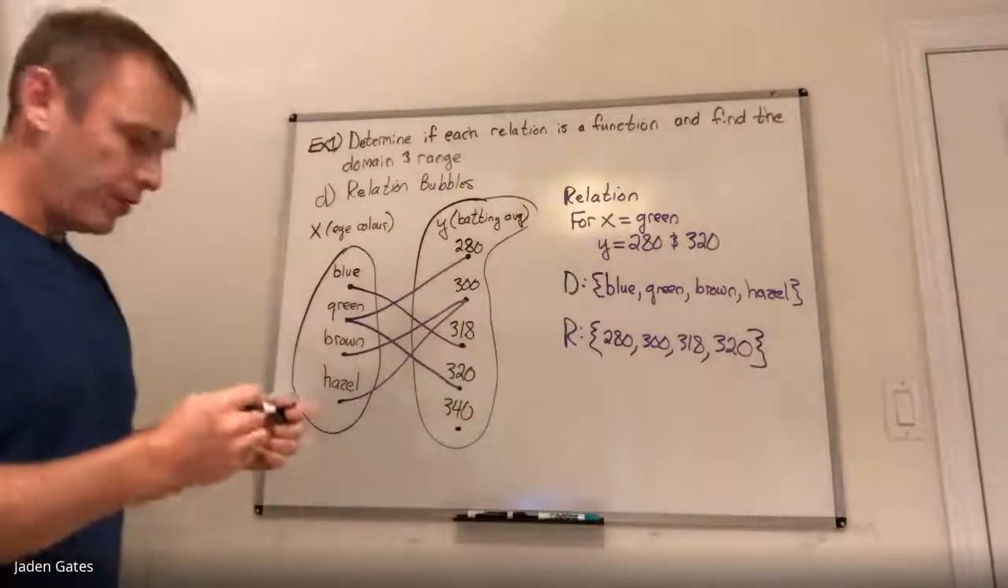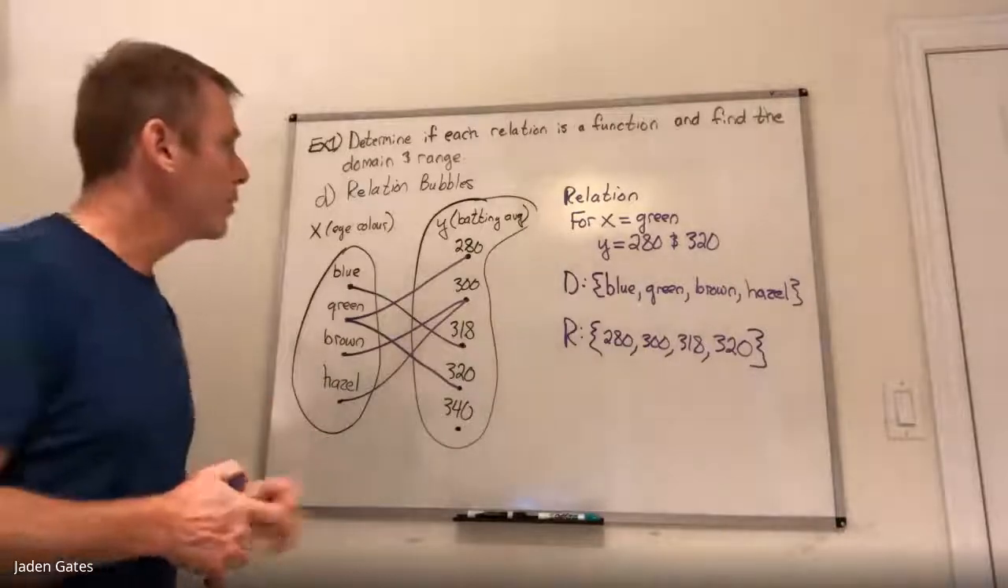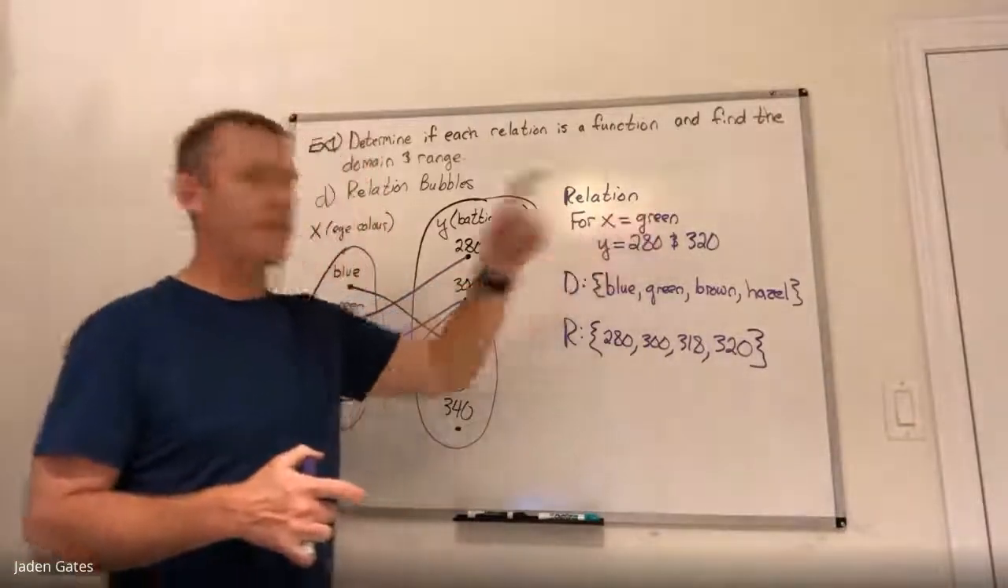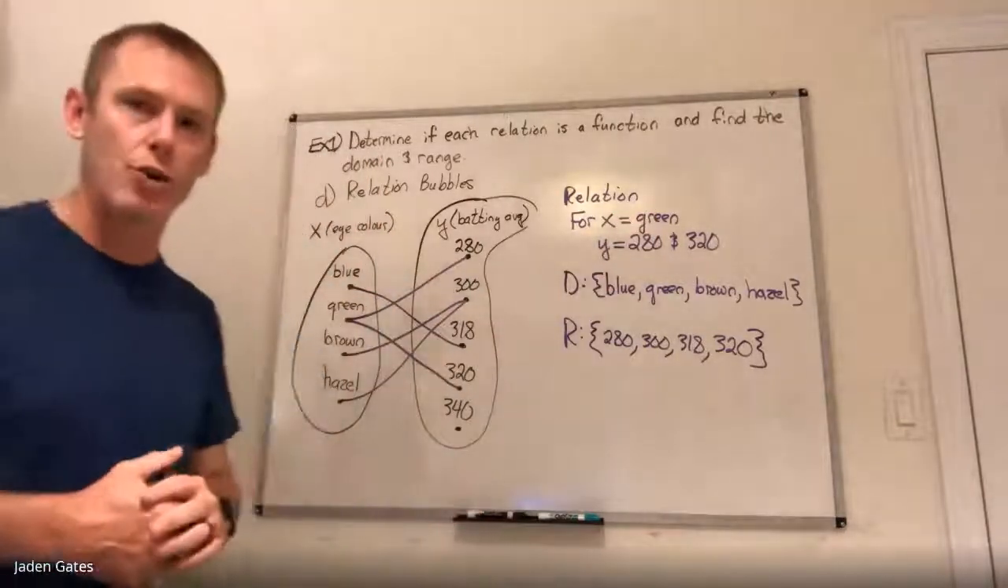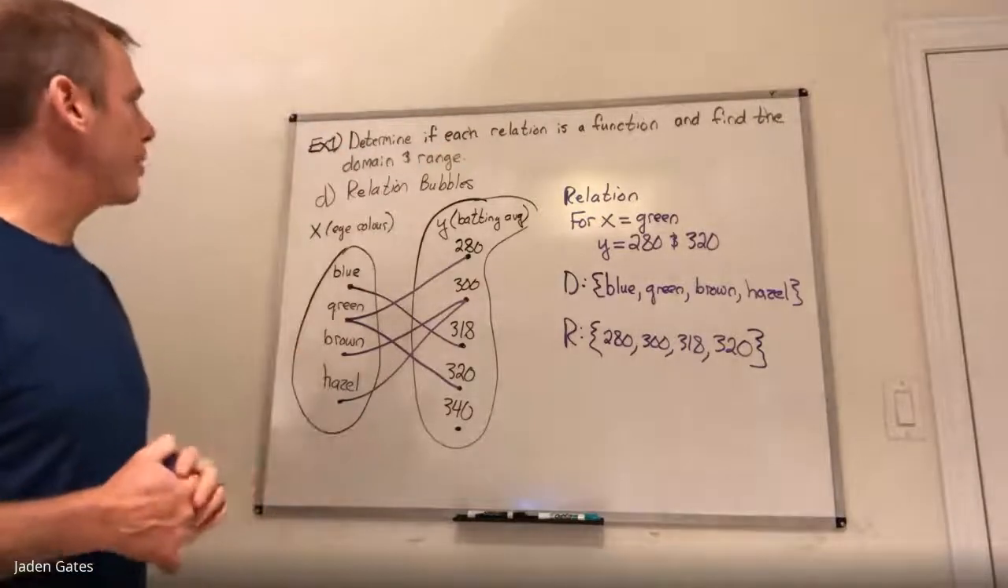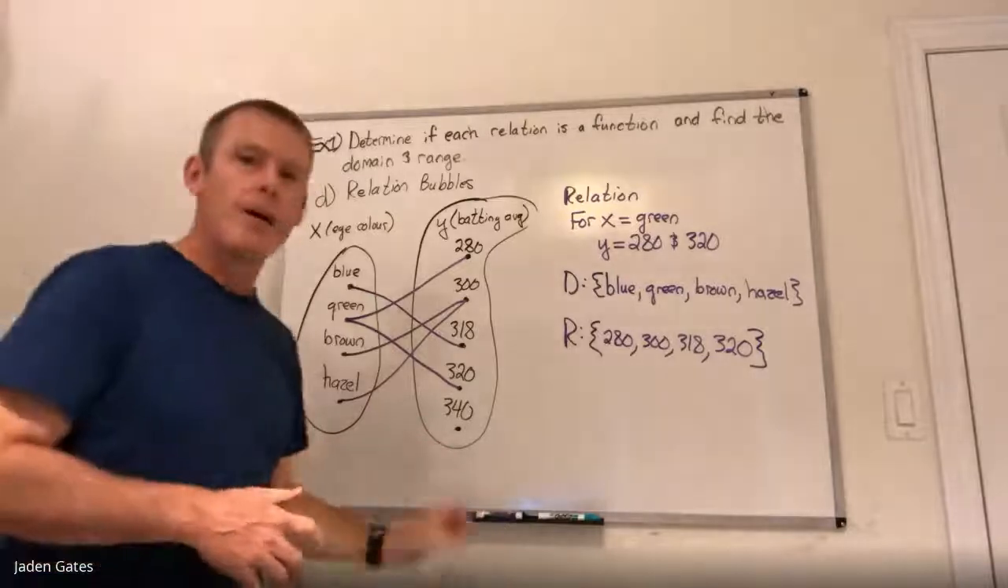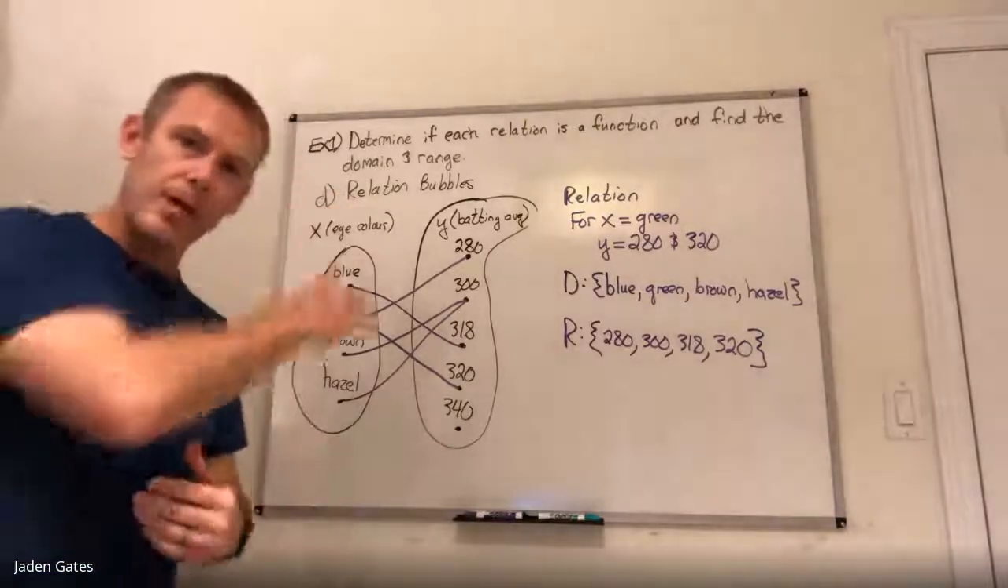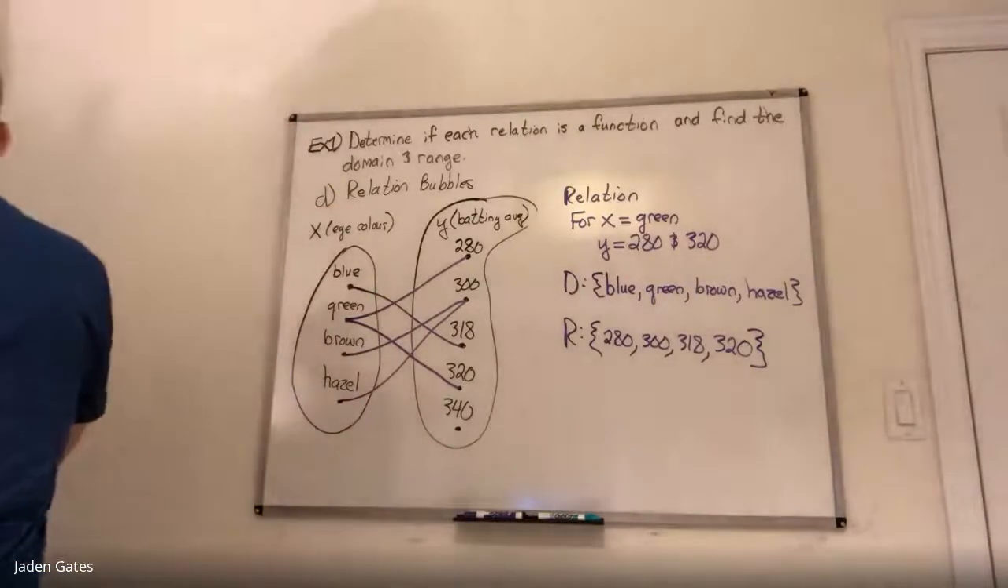So there we go. So this is a relation because it's not predictable. We had 2 people with green eyes and they had 2 different batting averages, so it's not predictable. All right, so now that's determining if each relation is a function and finding the domain and range. Now what we haven't done yet is graphs. So my next examples are going to be all about graphing, using graphs.